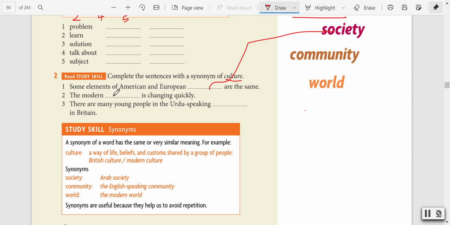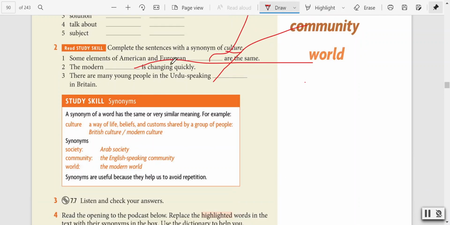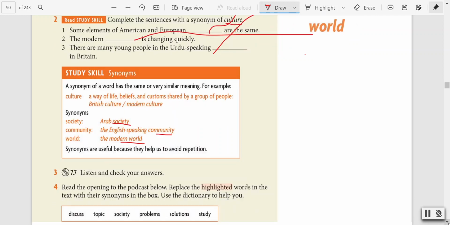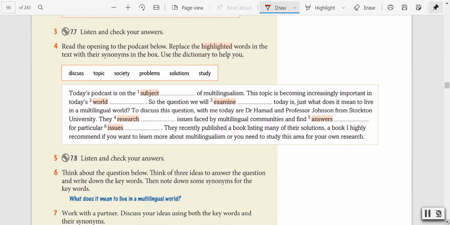And number 2, the modern dash is changing quickly. The modern world changing quickly. Okay? There are many young people in the Urdu speaking dash in Britain. Urdu speaking community in Britain. We can use them like this. For society, for speaking we use community, and for modern we use world.